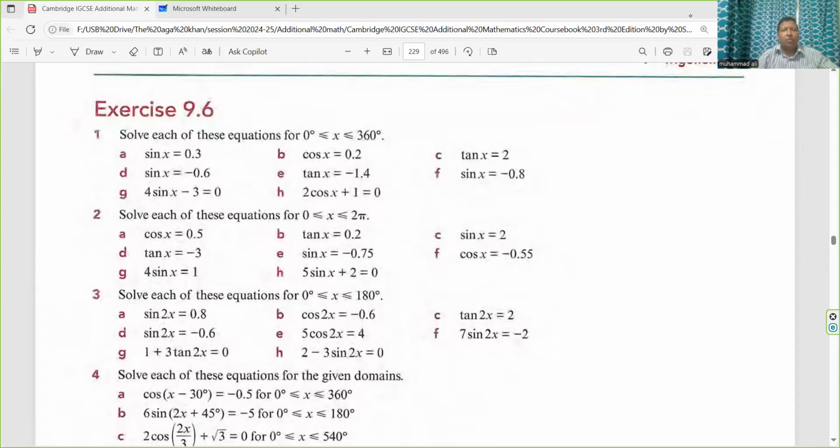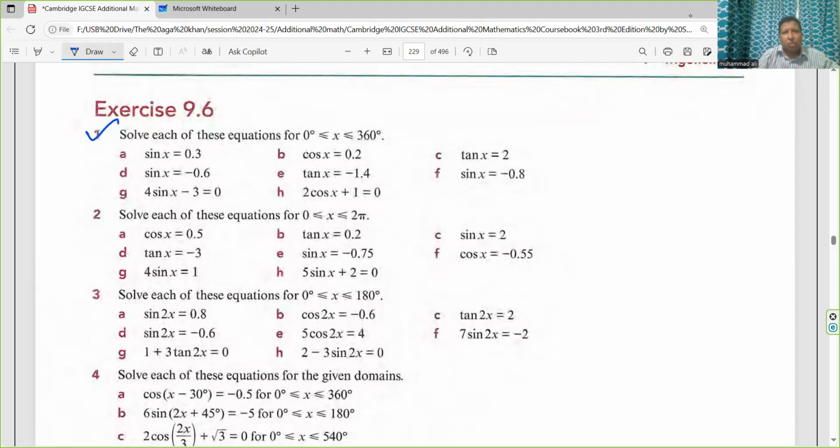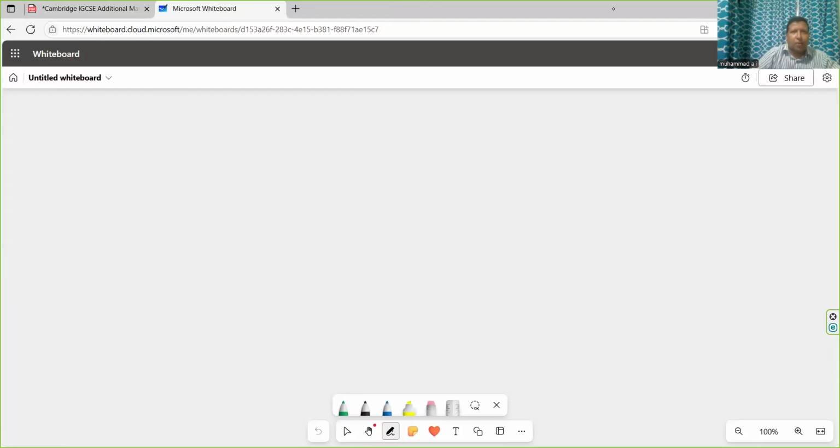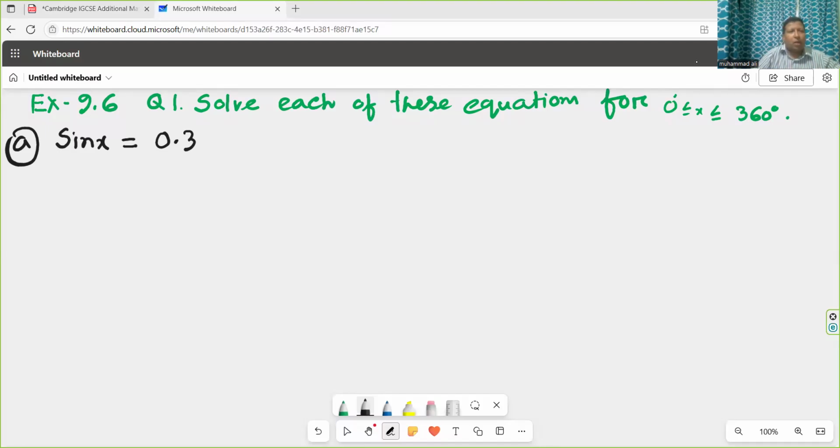Exercise 9.6, question 1. Solve each of these equations for x greater than or equal to 0 degrees, less than or equal to 360 degrees. We'll try to solve questions from A to H. Now start the first one. Question number 1, A. Sin x equals 0.3.